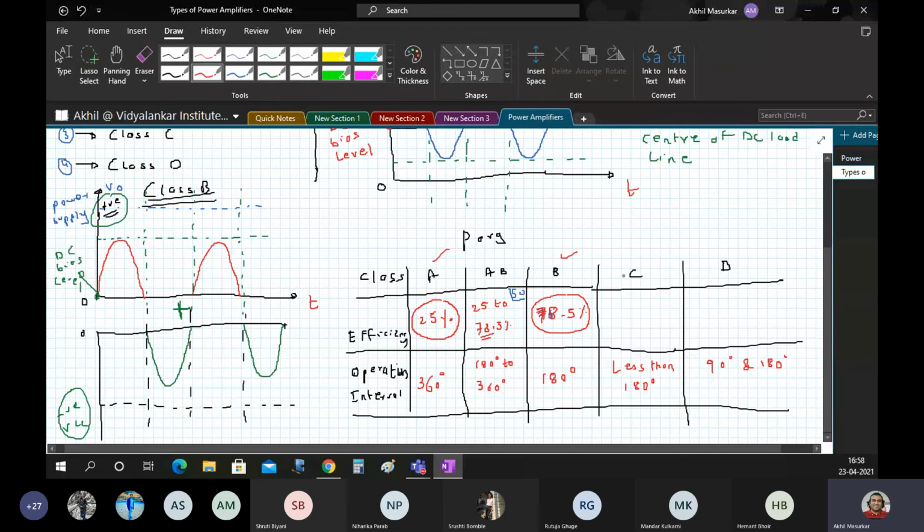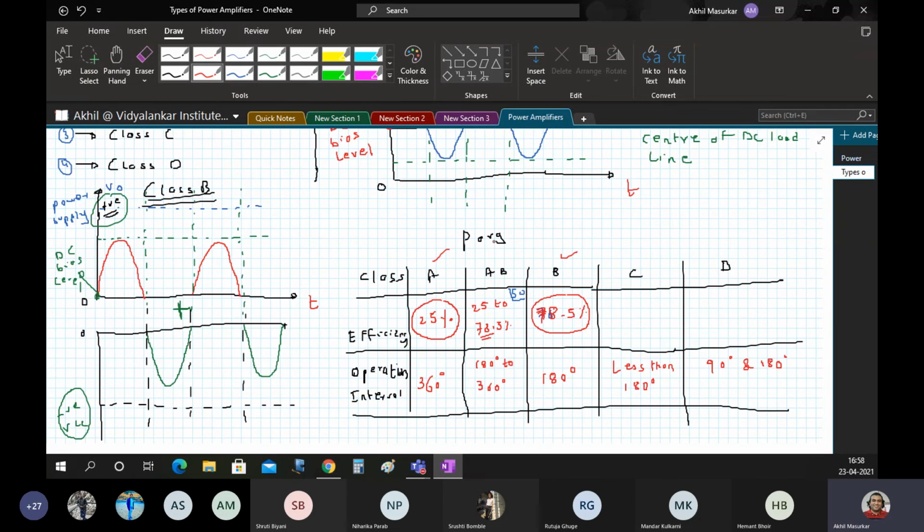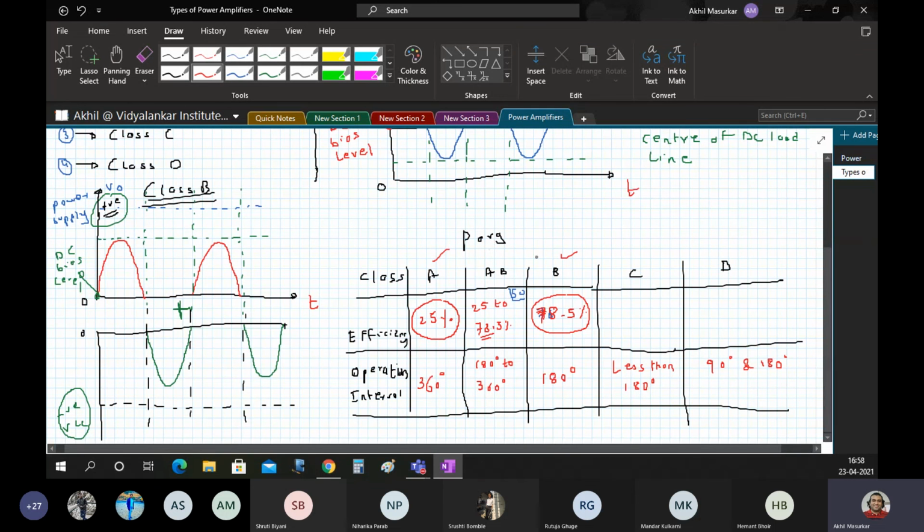As far as class C is concerned, we do not use class C amplifiers for delivering large powers to the load. So here we do not describe class C in terms of efficiency. And as far as class D is concerned, the efficiency is around 90%, and it's impulse operation.